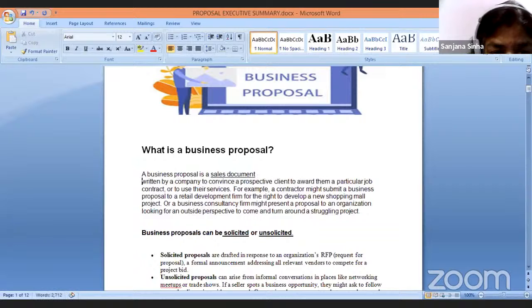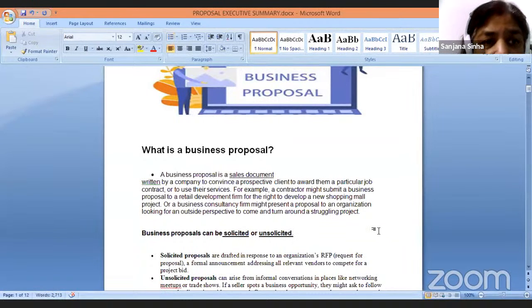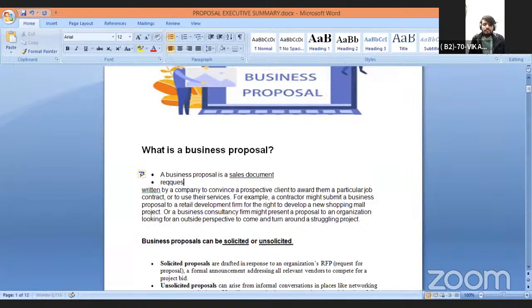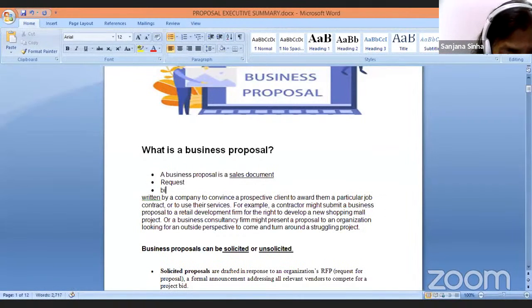पहला point क्या है? It is a sales doc. Please write down as you see. Bullet the points, otherwise, which will help you to understand better. So, it is a sales document. It is a request. It is a bid. Bid also means request. Written by a company to convince a prospective client. If you're working in a company, you're writing a proposal for a client to award them a particular job contract or to use their services. या तो आप उनको job देंगे या उनके services को आप use करेंगे.